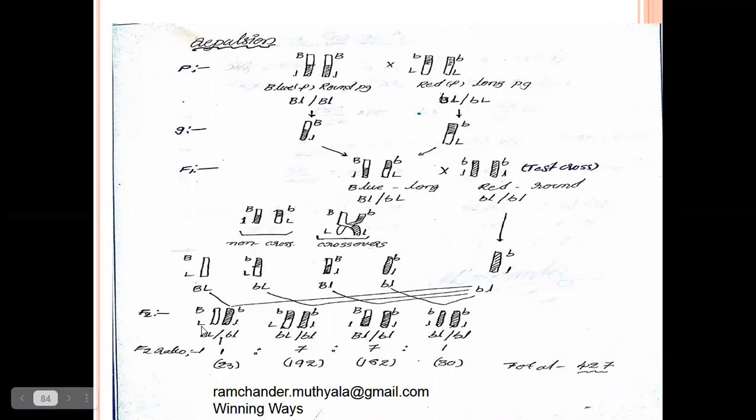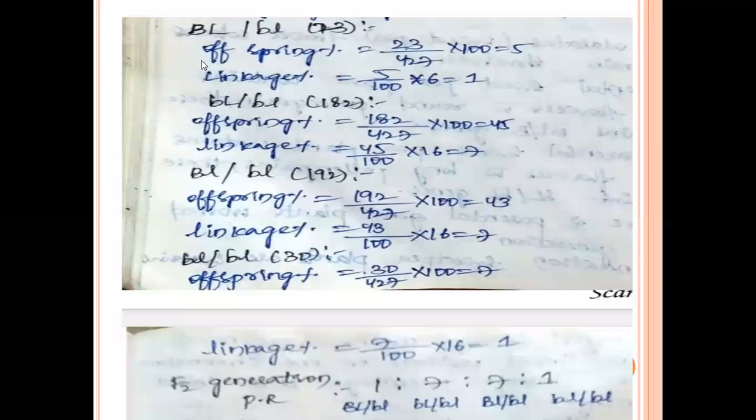They are capital B capital L, which number 23, and small b small l, which number 30. From these total values, we can find the F2 ratio. The F2 phenotypic ratio of 1:7:7:1 is found from the following principles. Mainly two principles are used. Offspring percentage is equal to offspring by total generations into 100. The second principle: linkage percentage is equal to offspring percentage by 100 into 16. So we insert the values.